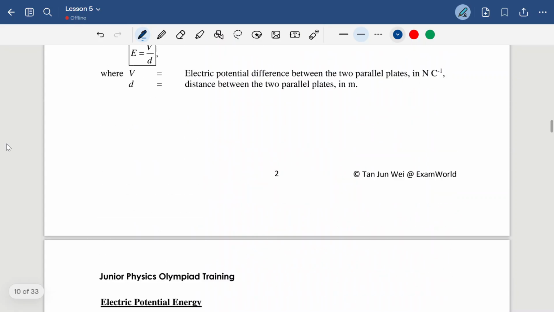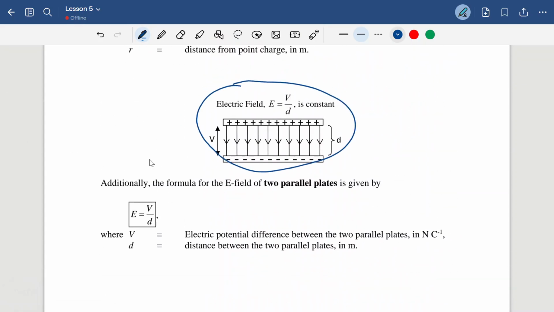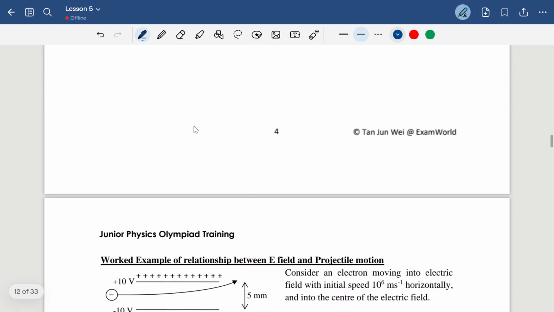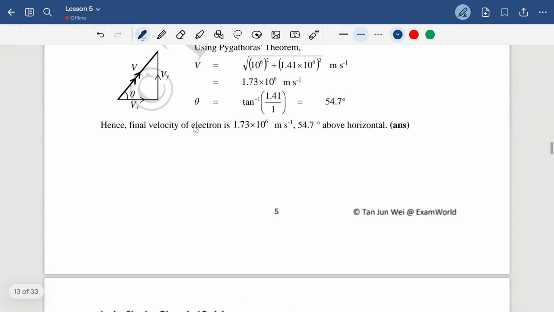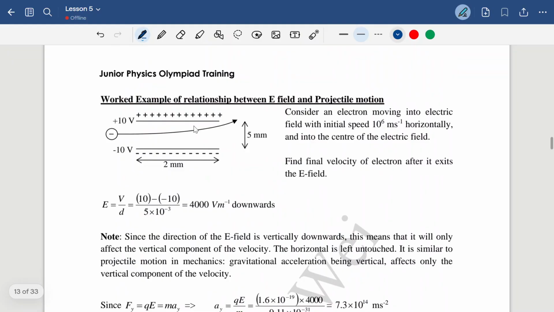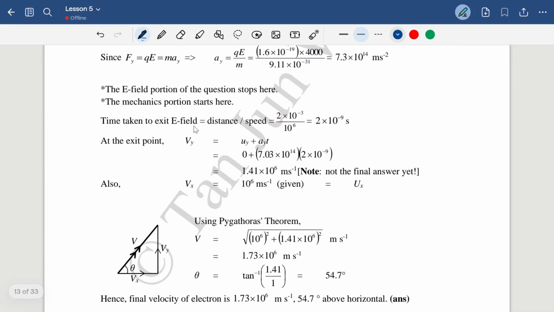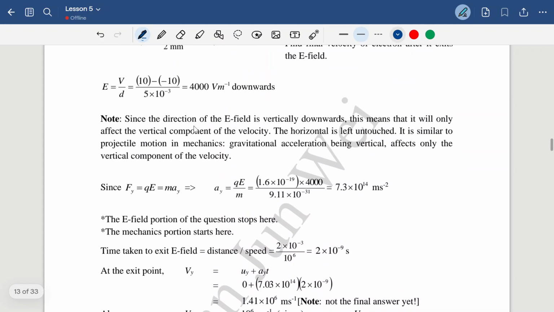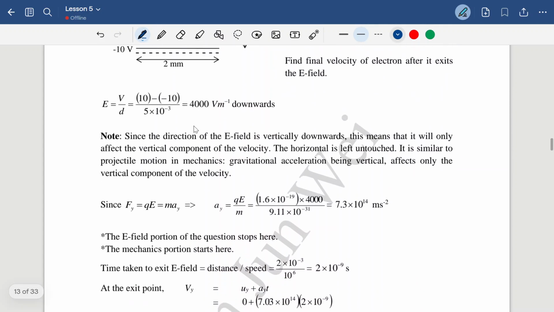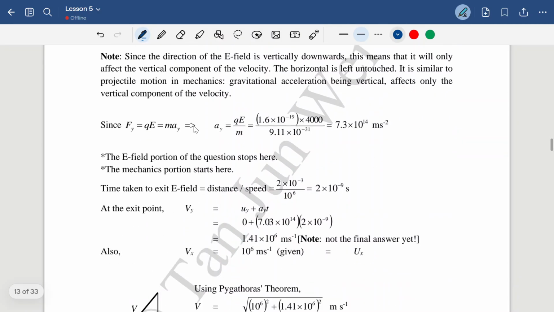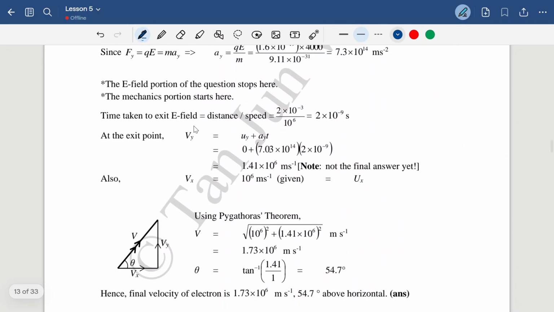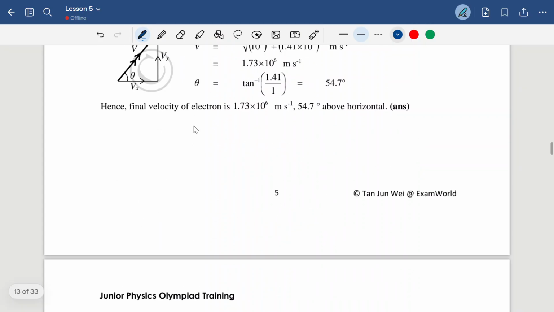Now for these parallel plates, it's a self-study thing. It will be on page 5 here. Everything is written inside, the worked example plus the worked solutions. Go back and read. Basically, the first half is on electric field, and the second half is on your kinematics, projectile motion, SUVAT methodology. So you mix these two together. This is for you to go back and read.